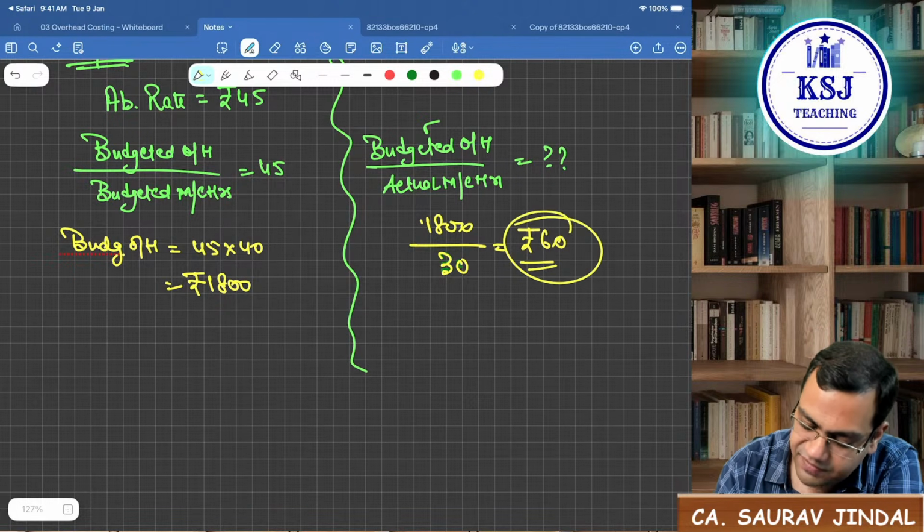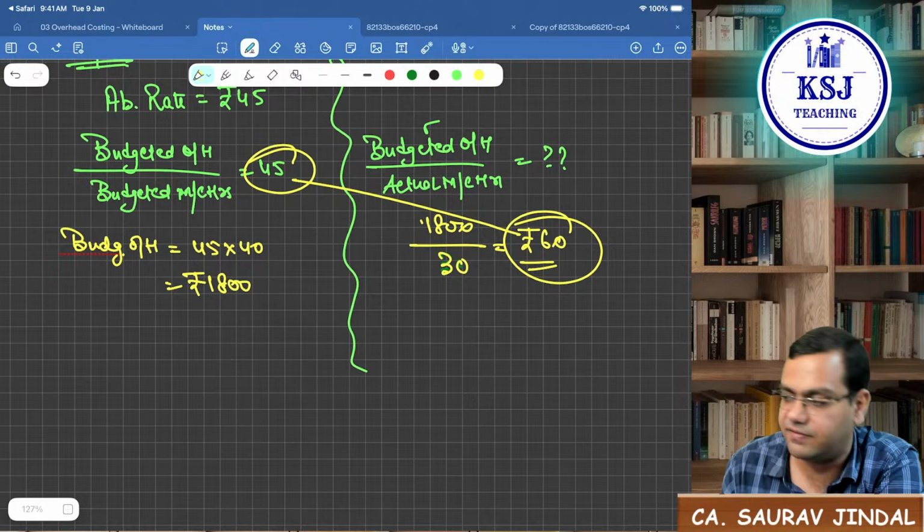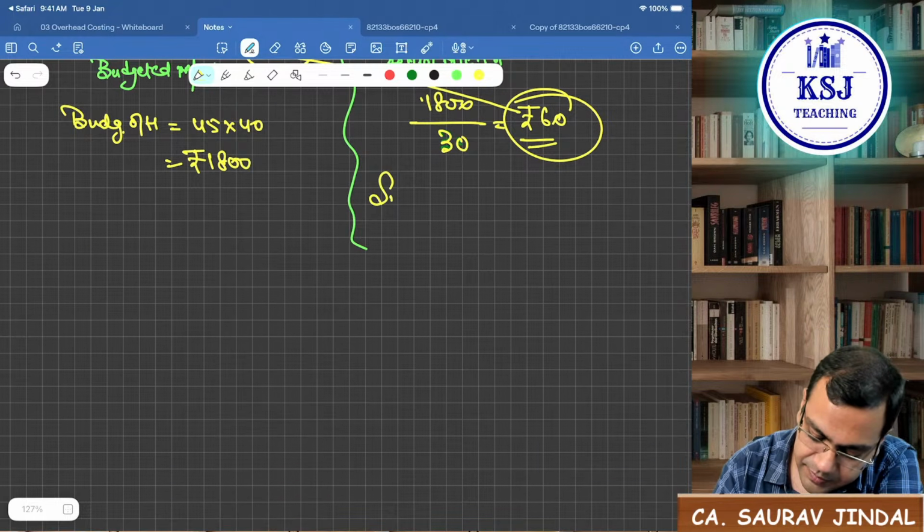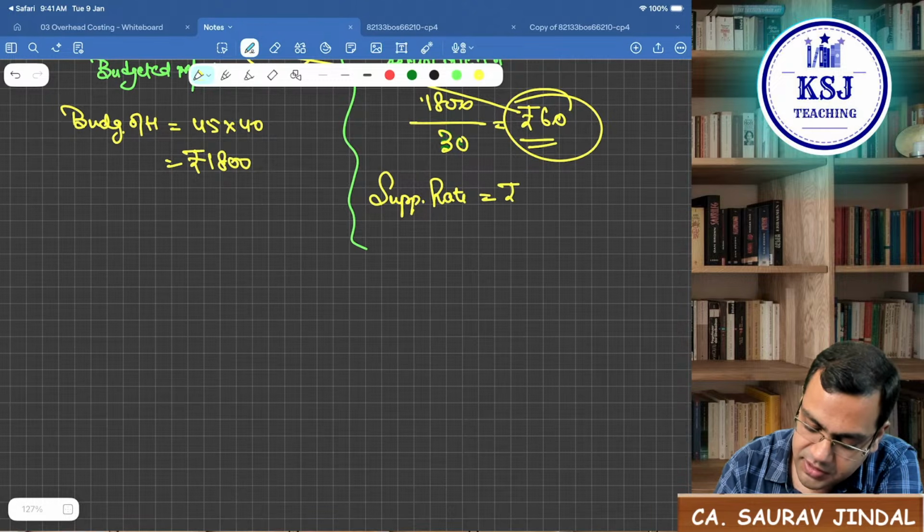So what is the difference here? 60 and 45. The absorption rate calculated on budgeted hours is 45. On actual hours it is rupees 60. Right? So your supplementary rate will be the difference, that is rupees 15.